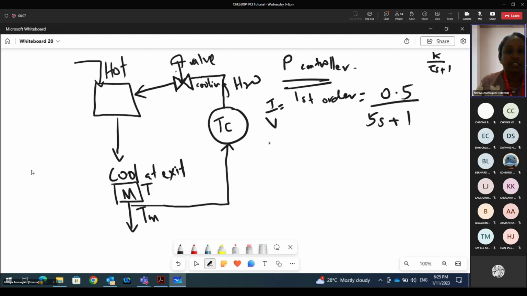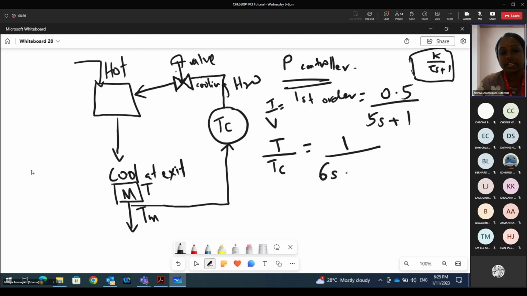Now, when it comes to temperature and cooling temperature, or we can put that as TC, we can express that using the same general transfer function formula, but for this case, they already mentioned the gain as 1. So we're going to have 1 over, and the time constant as 6 minutes, so 6s plus 1. This is for the cooling water temperature and also for the inlet temperature.